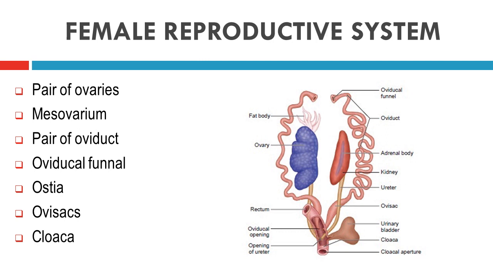So a pair of ovisacs is there. The role of the ovisacs is that the ovum will be stored here. Then through the cloaca the ovum will be released outside. Here the fertilization is not internal. The male frog will leave the sperm cells into the water, and the female frog will also leave the egg cells into the water.